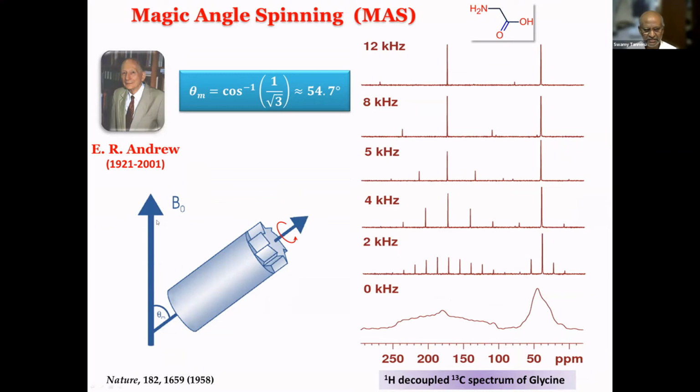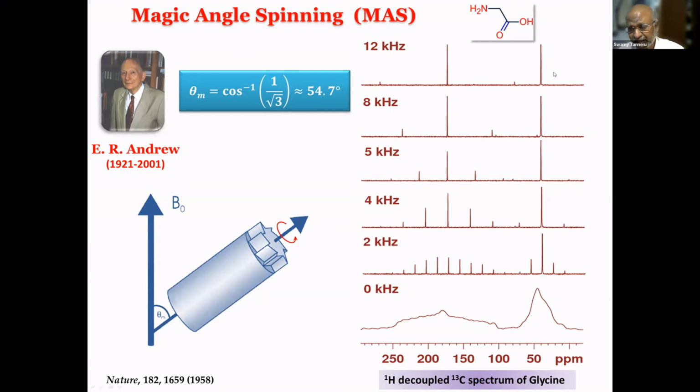So, in NMR, B0 represents the magnetic field. Now, if you take a sample rotor, which makes a 54.7 degree angle known as the magic angle, and you put your solid sample inside the rotor, whether it is a polycrystalline sample or amorphous, and rotate with different spinning speeds, then the chemical shift anisotropy slowly breaks down, and finally you end up with isotropic values. For example, at 0 kilohertz, that is without spinning the sample, we have very broad lines. At 2 kilohertz spinning, we have multiple lines. As the spinning frequency increases, when you reach 12 kilohertz, we have 2 sharp lines coming from the glycine.